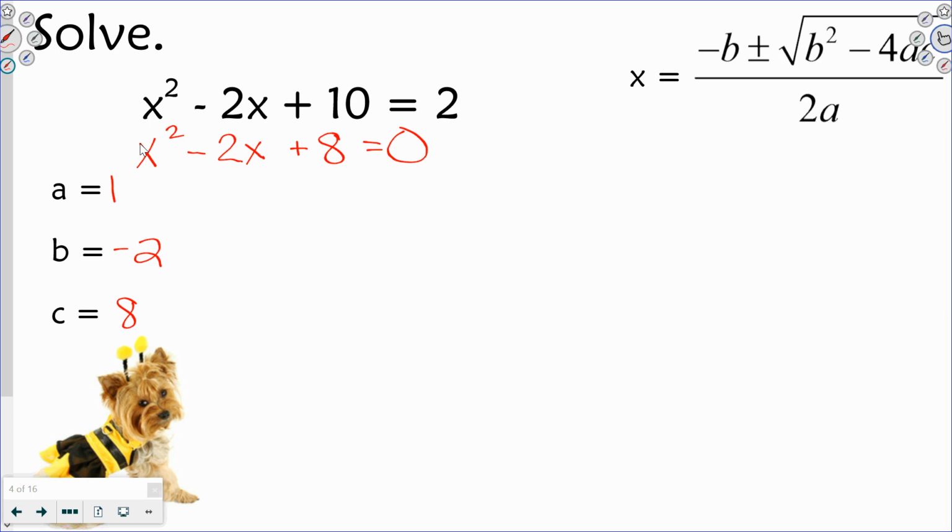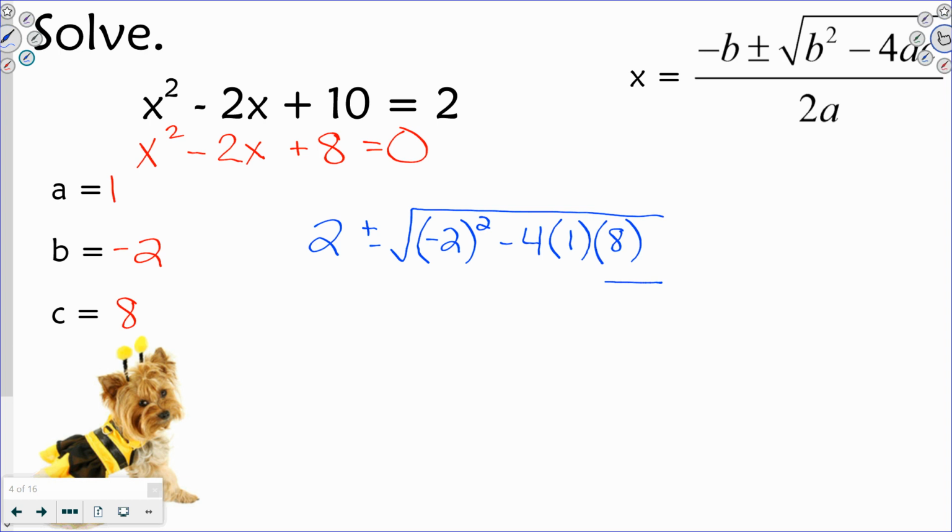All right. So once you put it in standard form, figure out what my a, b, and c are, and then we can go ahead and plug it right into the formula. So negative b, but my b is negative 2. Good. Make that a positive. So it's going to be a positive 2 plus or minus square root b squared. Make sure it's in parentheses or it's going to be wrong. So negative 2 squared minus 4 times a, which is 1, c, which is 8, all over 2 times my a, which is 1.